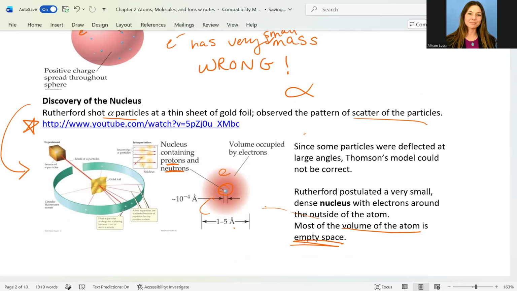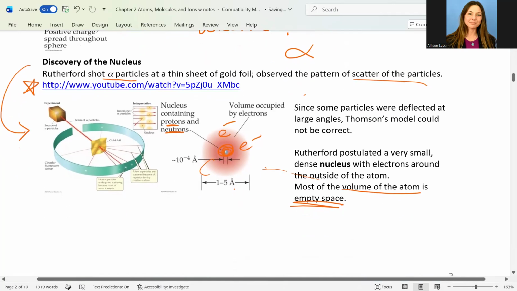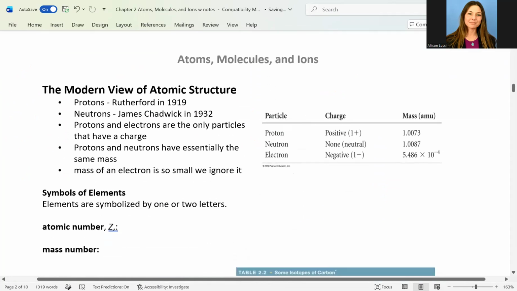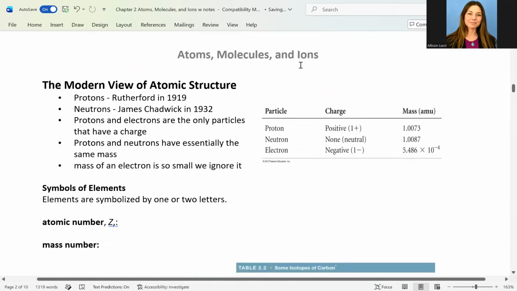And these electrons kind of circle around our much larger nucleus in the center. So we have a small dense nucleus in the center, and then even smaller, less massive electrons circling far from that nucleus. So we'll continue in the next video with the modern view of the atomic structure.